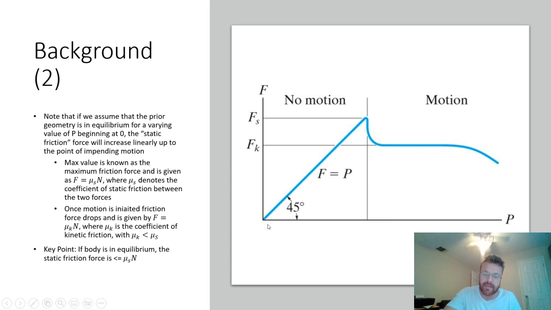And that point on the graph is indicated by where we transition from this linear line and we have a discontinuity and we actually go down. So this is the maximum static frictional force. And I'm sure that many of you remember back from your physics class that the way you can compute the maximum static frictional force is to take this parameter mu sub s and then multiply by the normal force.